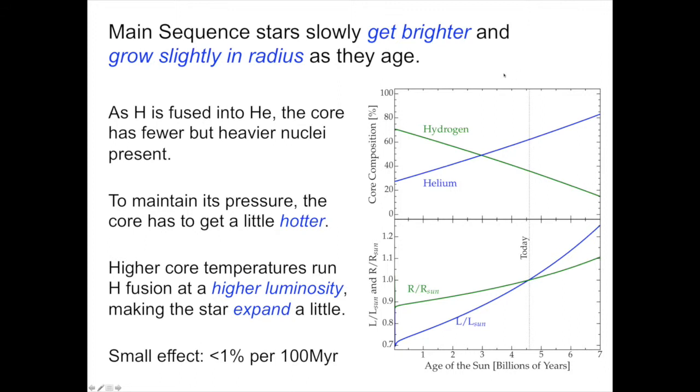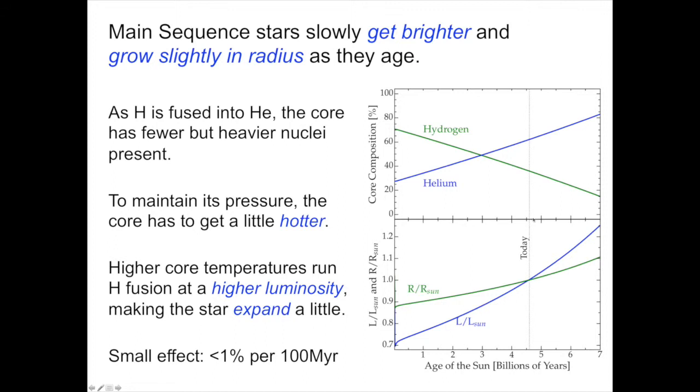This particular model is by Bahcall, Pinsonneault, and Basu, and I'll remind you all that Mark Pinsonneault is a professor at The Ohio State University. This is the current state-of-the-art solar model. In the top panel, we see the core's composition as a function of the age of the sun measured in billions of years. And we're showing 7 billion years of the sun's evolution with the dashed line marking where the sun is today.